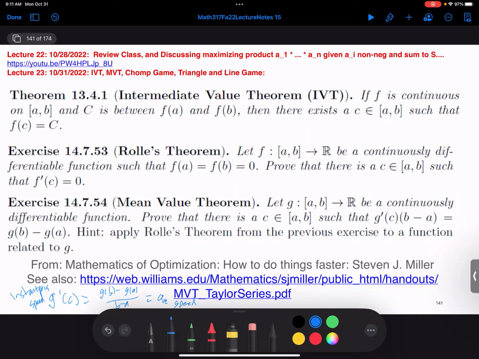Now, it's important to note that in these theorems, we have phrases such as there exists. It is not constructive. It doesn't tell us how to find such a point. It also doesn't tell us if the point is unique. There might be multiple points that work. Do you remember the contraction maps we did? That if you have a contraction map, there's a unique fixed point. Do you remember how to find the fixed point? So how would you find the fixed point?